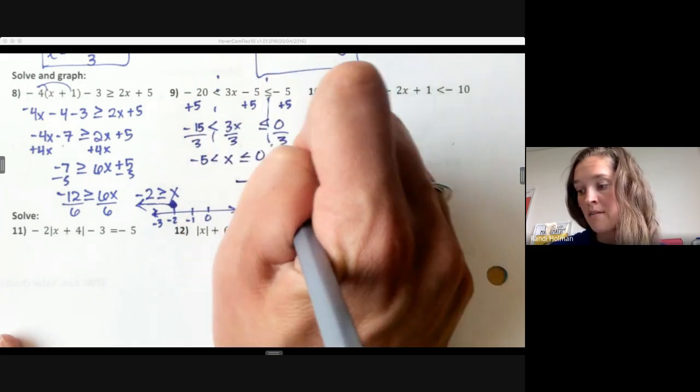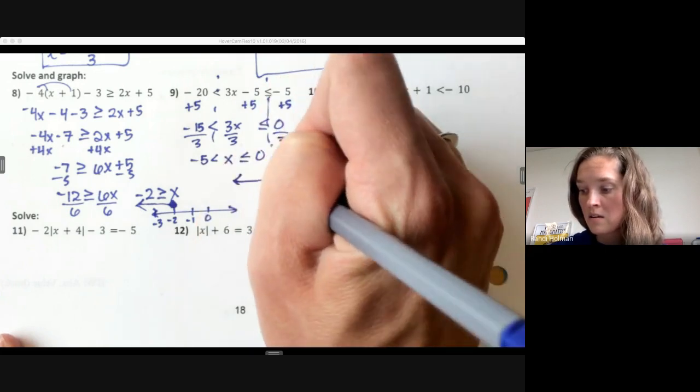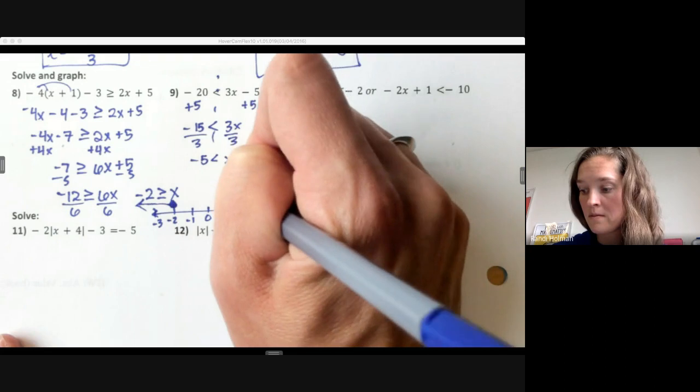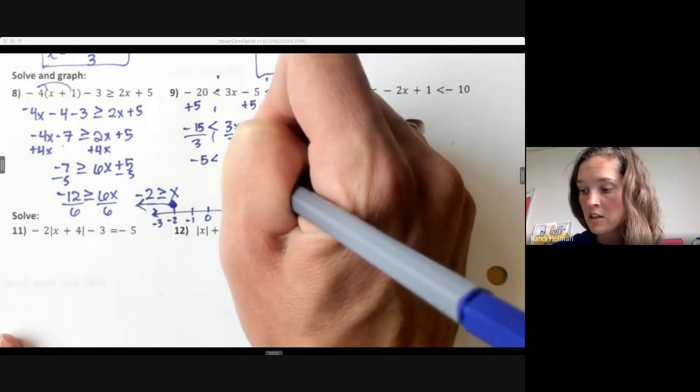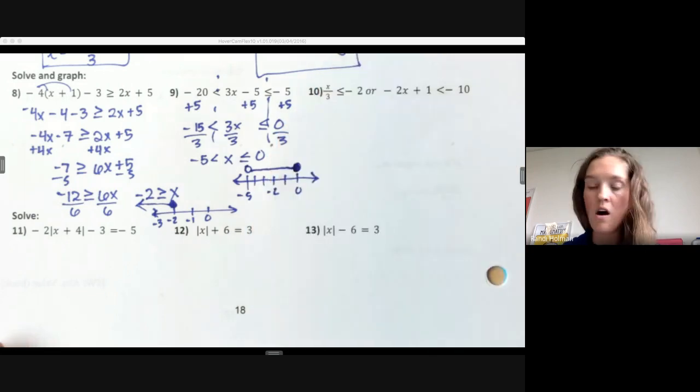Then our graph, since this is an and inequality, is just from -5 to 0, all of those points in between those. Right? You can be greater than -5 and less than 0 at the same time. We're going to have that bar.